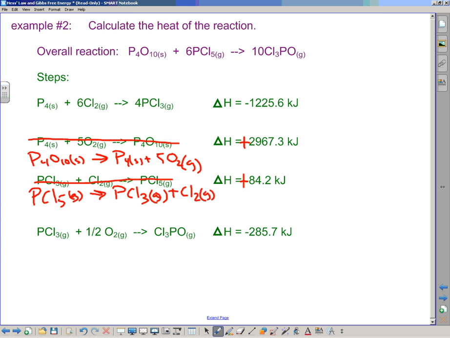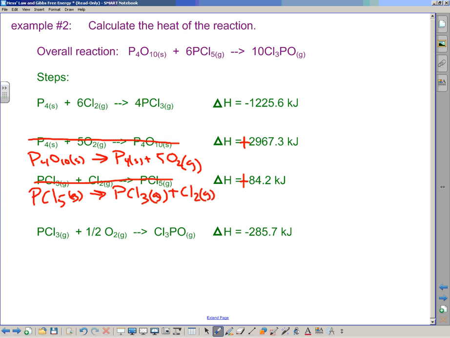The product, Cl3PO, we find that in the fourth step, and we find it on the appropriate side. It's on the product side where it belongs. So we've taken care of the first step. Now we need to deal with the second step, deal with the coefficients.